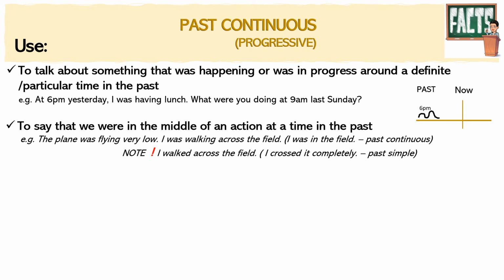So notice the difference between past simple and past continuous. Past continuous tells us that you were in the middle of an action. Past simple, you are talking about a finished action. That's why I told you to consolidate past simple first.